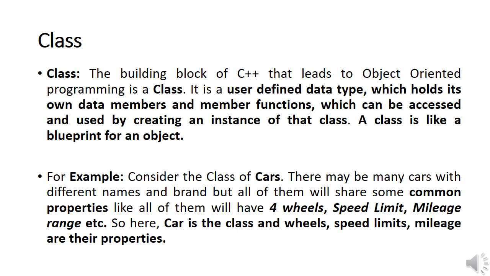For example, suppose that we are taking cars as a class. You know that there are many cars available in the market with different names and different brands, but all of them have some common features or properties like four wheels, speed limits, mileage, etc. So a car is a class, and wheels, speed limit, and mileage are its properties.